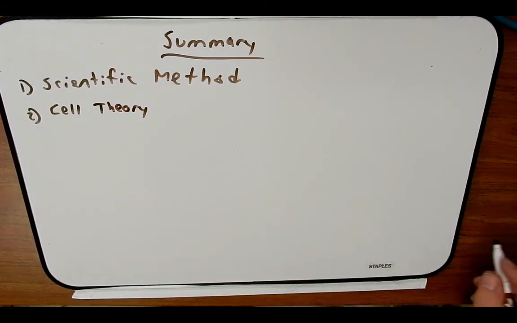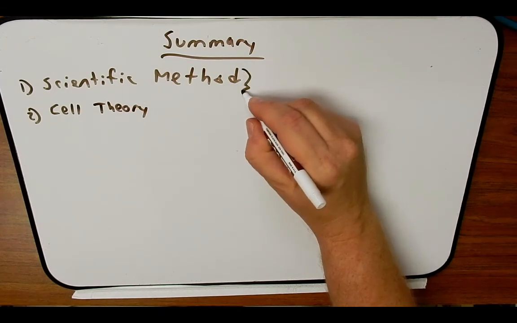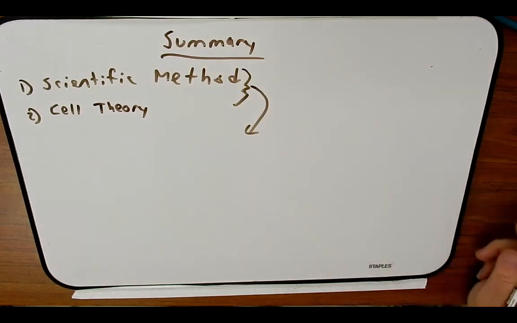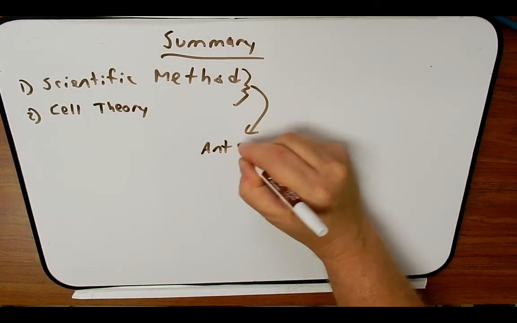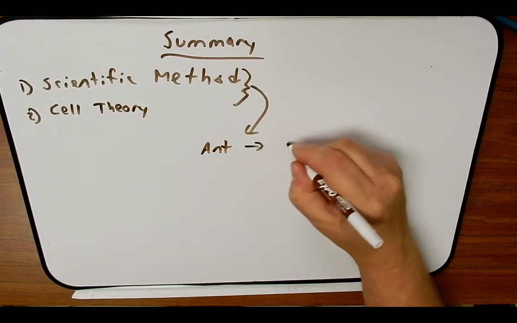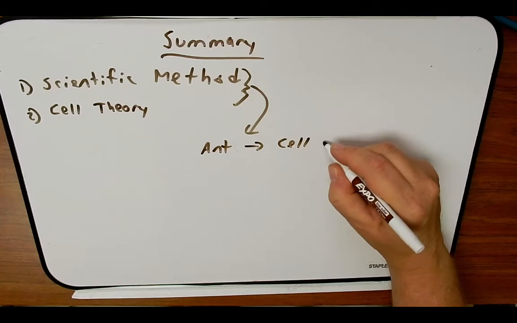In class, we're going to build from these, mainly more than likely using the ant as a model, and build that into some cell biology and how we take steps and think about science from a cell biology perspective. Remember that ant stuff. So we'll go from ant to cell biology.